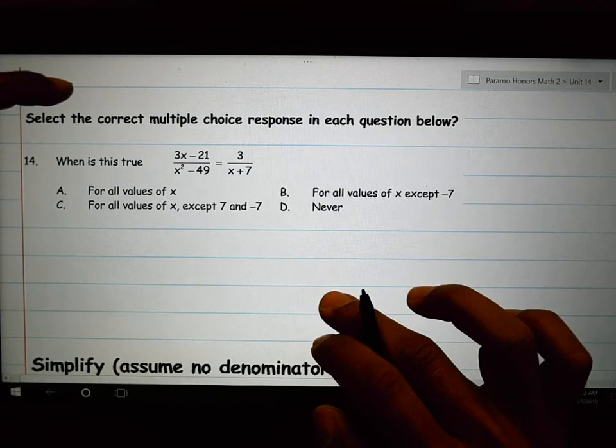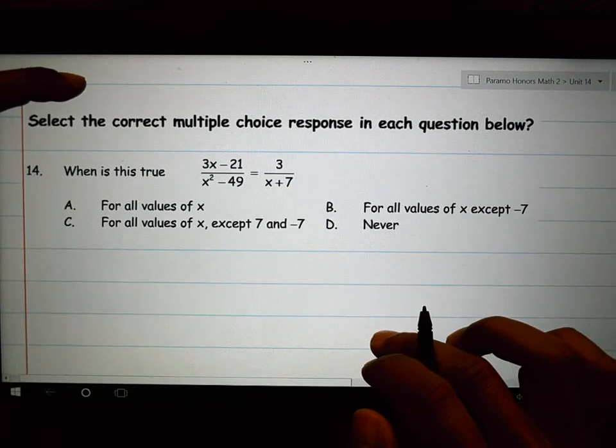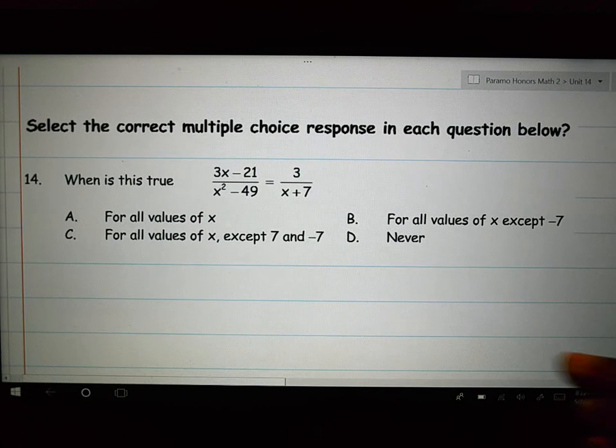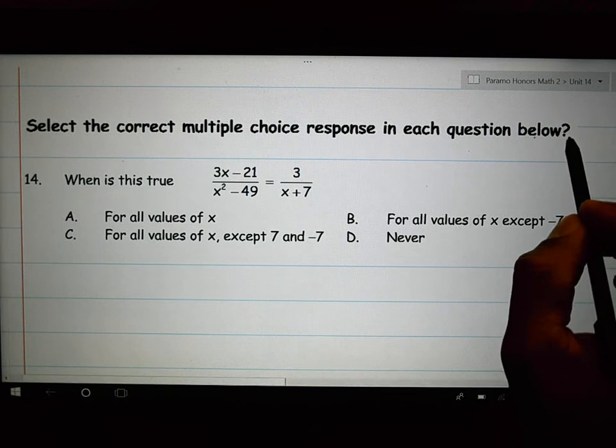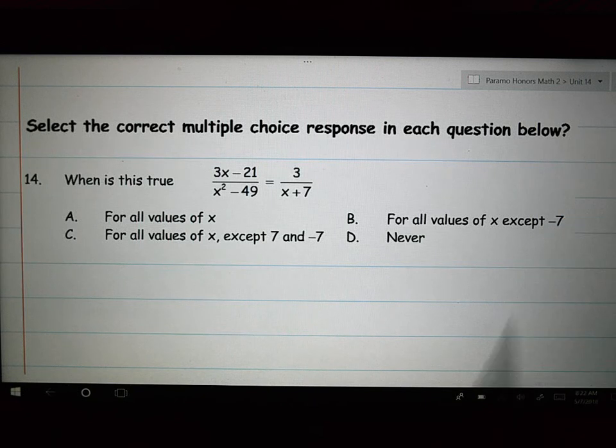Okie dokie. Example number 2. Example number 2 is number 14 in your homework. And it says this: select the correct multiple choice response in each question below. Why is there a question mark right there? That's my question. Should that not be there? That should be just like a period, right? See? And I didn't even write that one. There you go. Number 14.